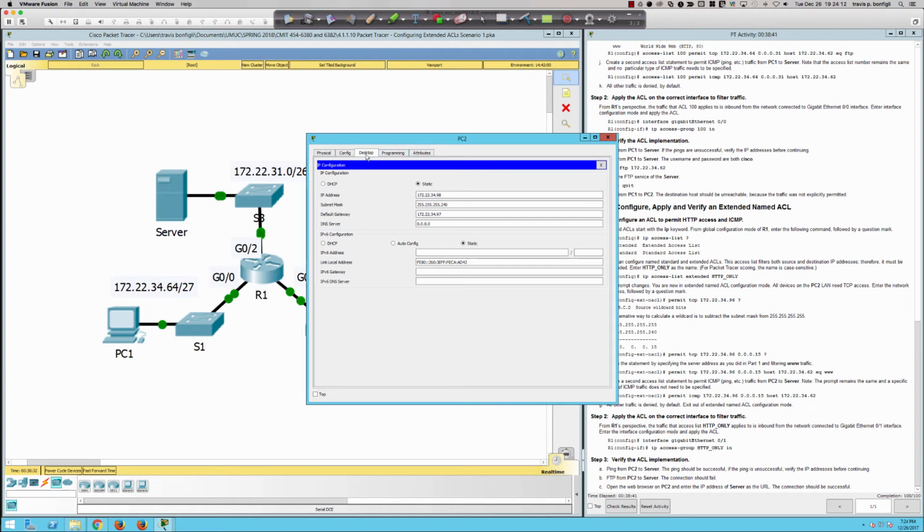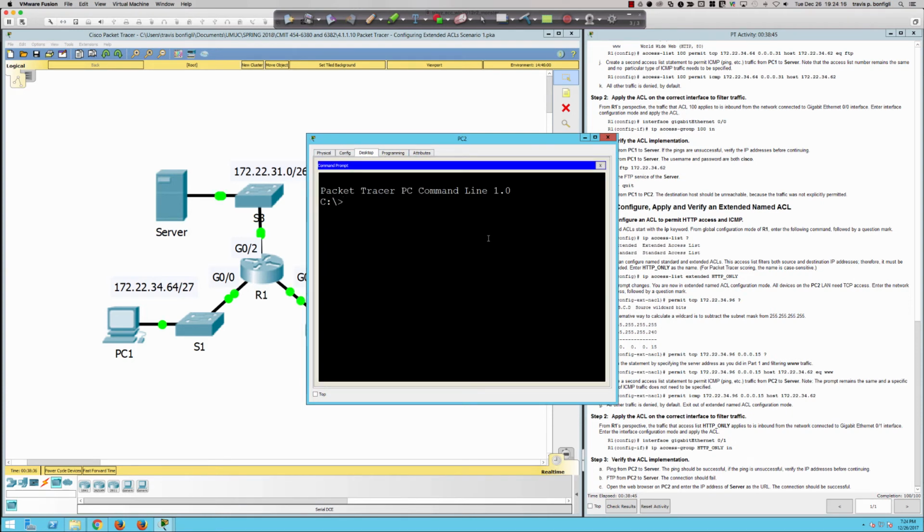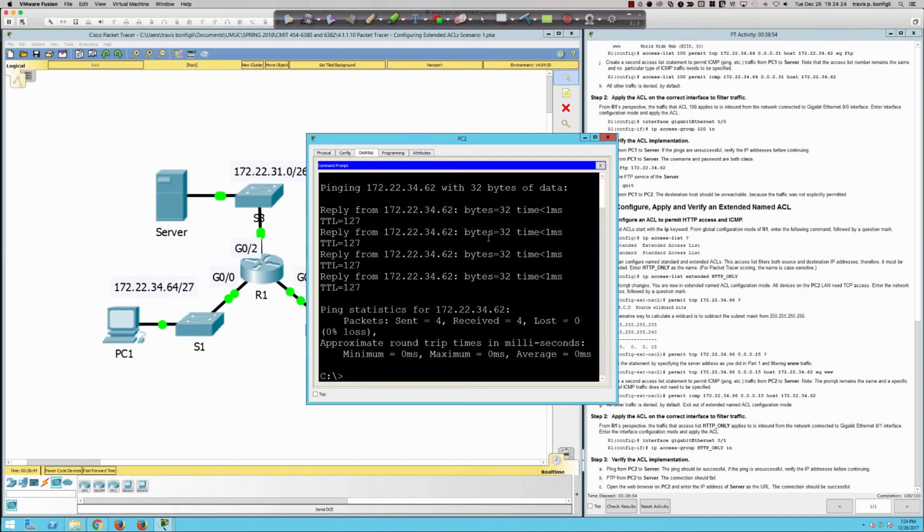Oops, sorry. We want to get back to the desktop here. So we're going to ping from PC2 to the server. I'm going to say ping 172.22.34.62, and we allowed that, and that should work. And as you can see, it does.